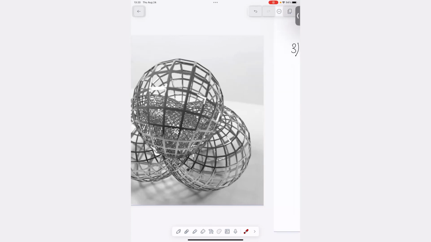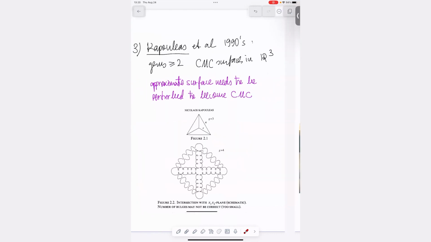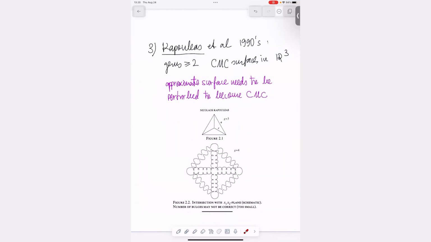And then in the 1990s, Kapouleas is a big name in this story. Once people understood you can make a torus, the question was, can you make genus 2, 3, 4, and so on? He proved the existence of CMC surfaces for any genera. And the way he does it is he constructs an approximate surface. So maybe this picture is fine. This would make a genus 3 surface. This makes a genus 4 surface.